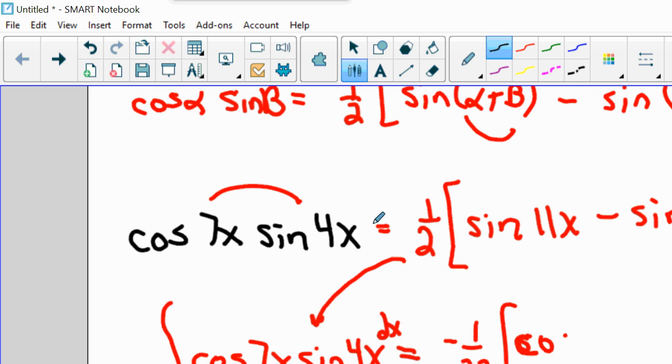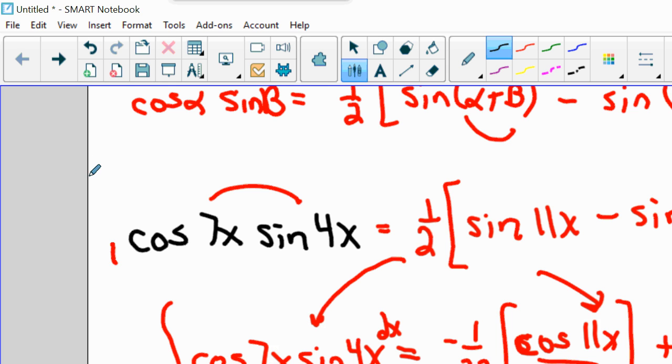it's minus 1/22 cosine 11x over 11 plus 1/6 cos 3x over 3 more, plus some arbitrary constant c. So this doesn't work well in calculus, but if I know the formula, I can get the answer in calculus. If I don't know the formula, well, it's just not happening. And that's what we use it for.